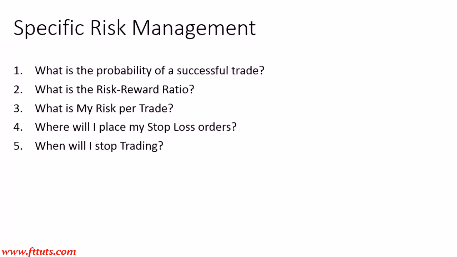And here, where will I place my stop loss orders? Meaning, are you going to use, let's say, a 50 pip stop loss, nothing more, nothing less, just 50 pips no matter what happens, or are you going to trade on what you're seeing? Let's say if you're seeing a rising wedge, are you going to place your stop loss based on that rising wedge? Okay.